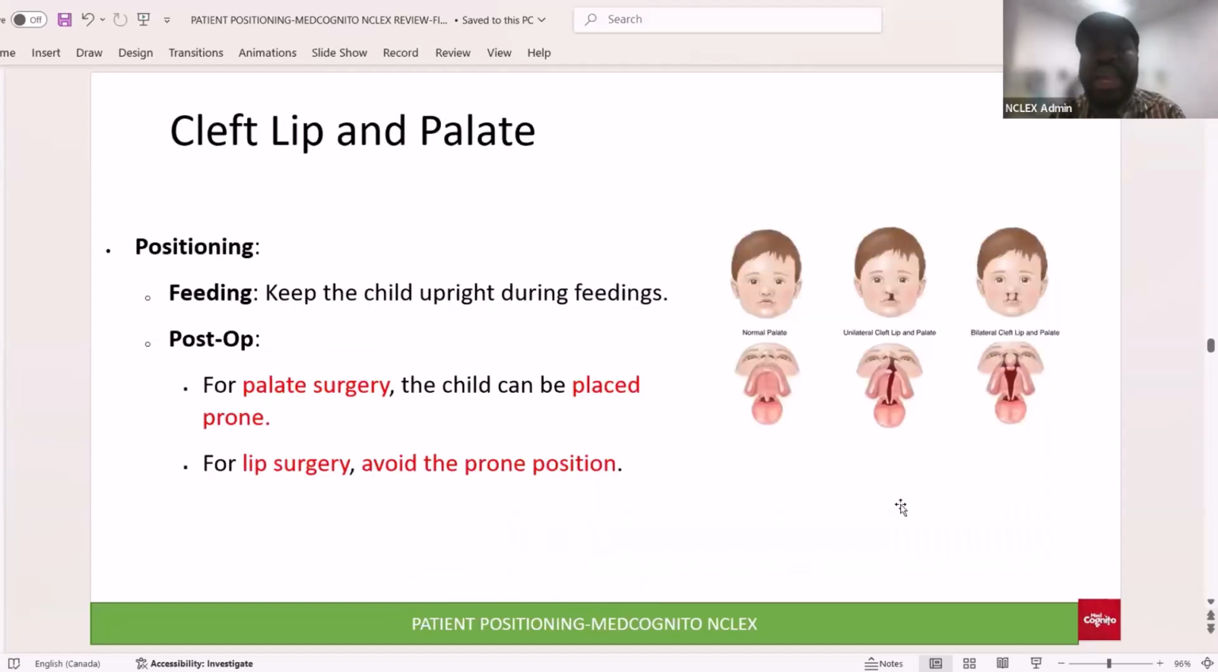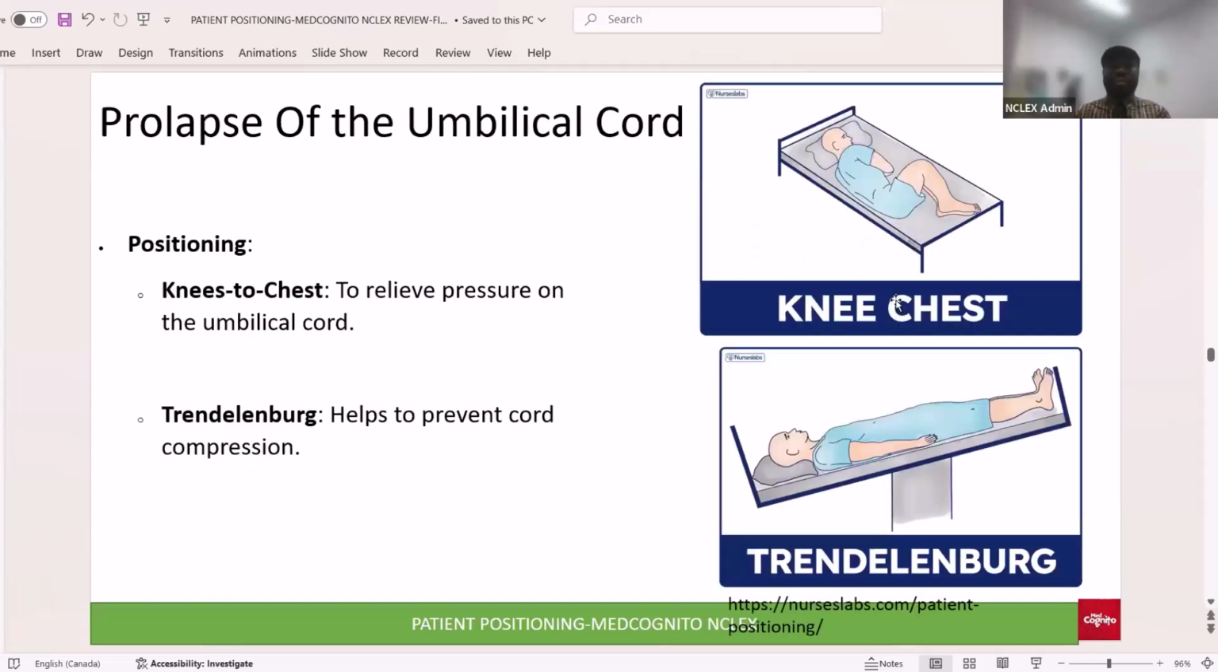What about if we have a baby or a patient who has cleft lip and cleft palate? What kind of position do you want to keep the patient in? You want to keep the patient in an upright position during feeding because of the space in the clefts. Because if you don't do that, they can easily aspirate. And in a post-op situation, the child must be placed prone. For lip surgery, avoid prone position. So these are hard facts you need to learn for your NCLEX exam so that you can ace it very well. Okay.